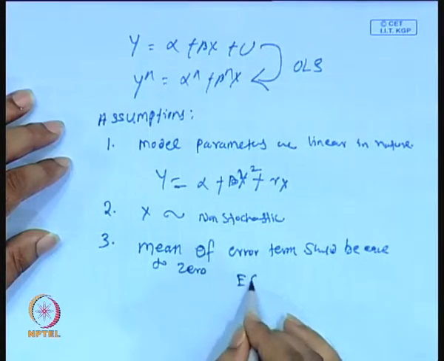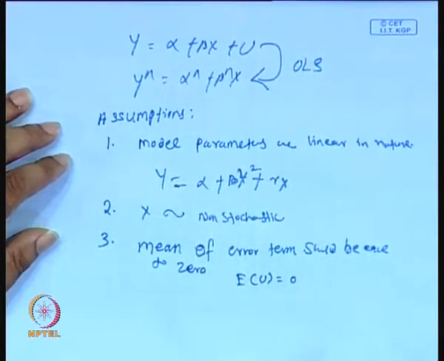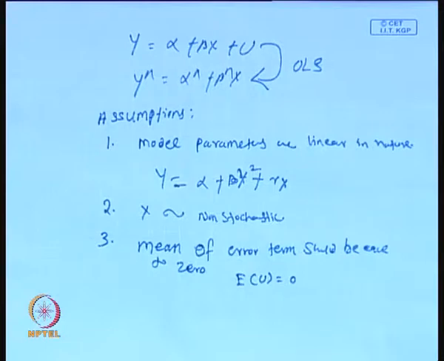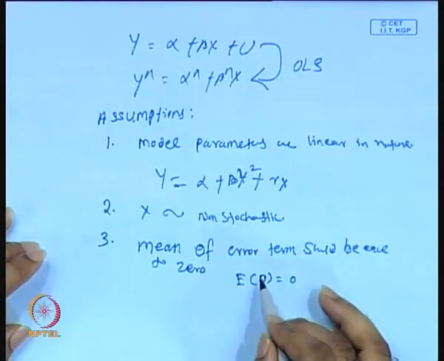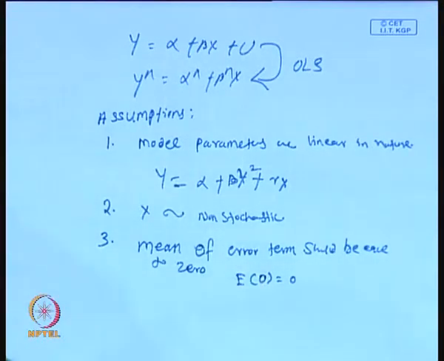So, like this. That means E(u) is equal to 0. So, the mean of the error term should be equal to 0. That means, when we are considering the mean, obviously some items should be above and some items should be below. This is what we have learned from the standard univariate data setup.